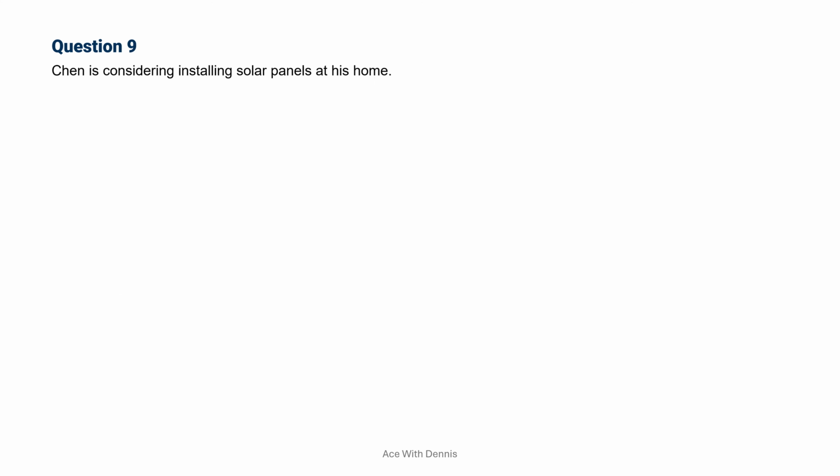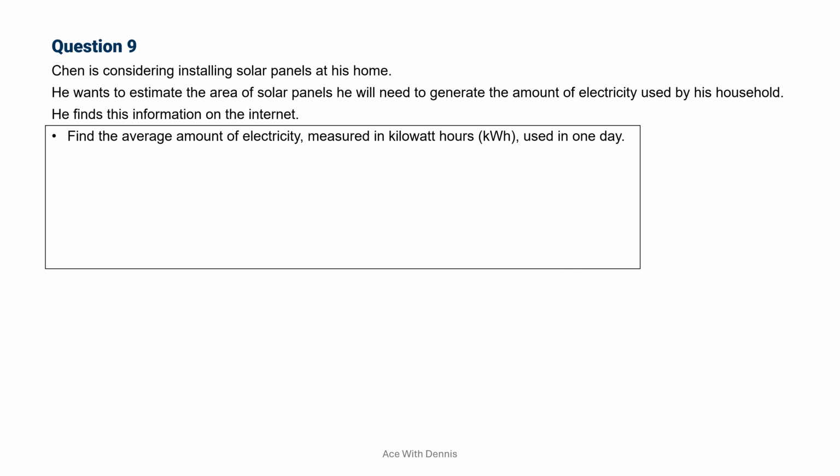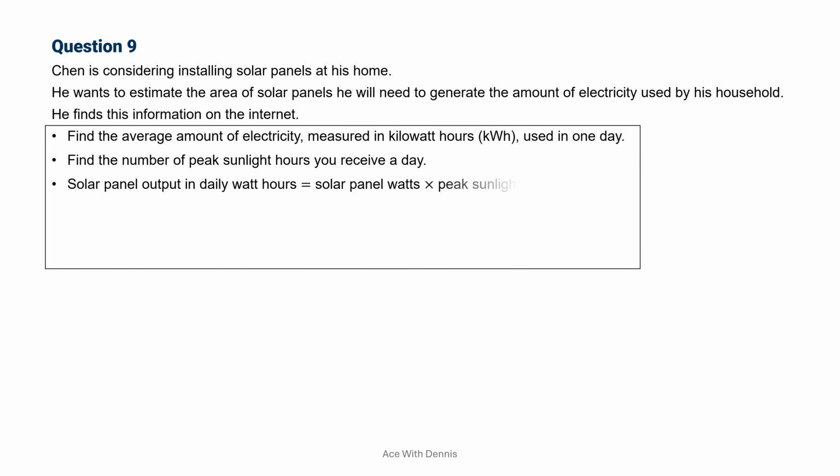Question 9. Chen is considering installing solar panels at his home. He wants to estimate the area of solar panels he will need to generate the amount of electricity used by his household. He finds this information on the internet. Find the average amount of electricity measured in kilowatt hours (kWh) used in one day. Find the number of peak sunlight hours you receive a day.